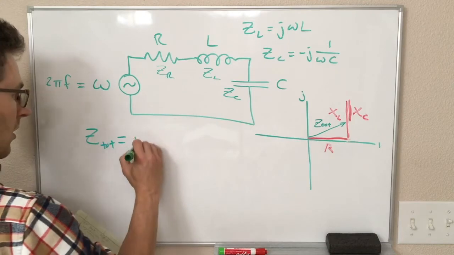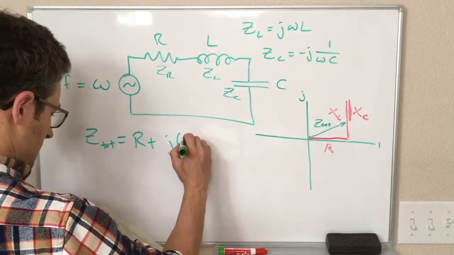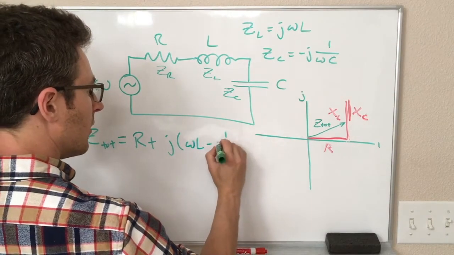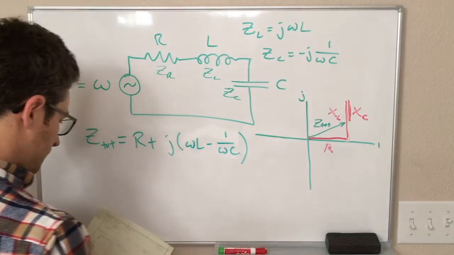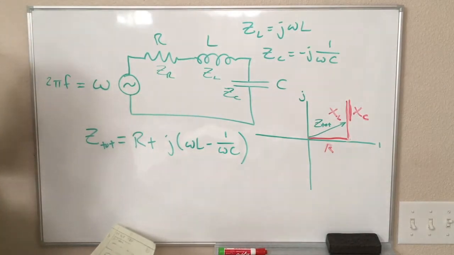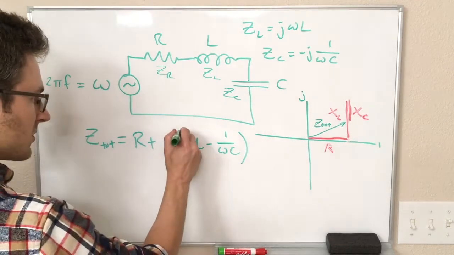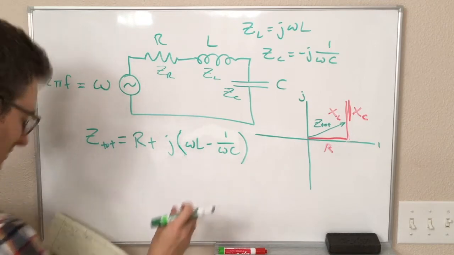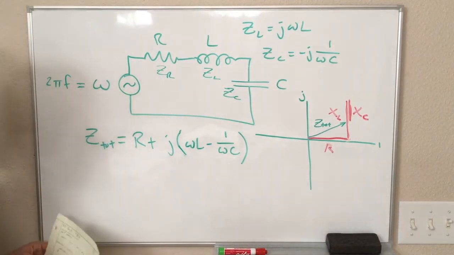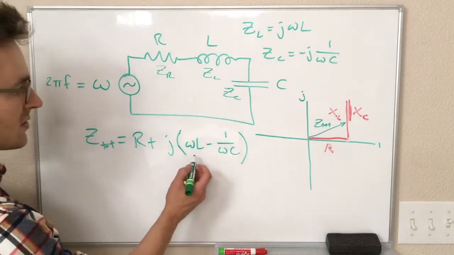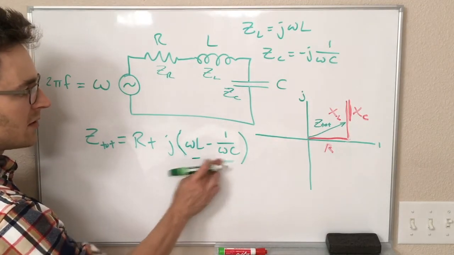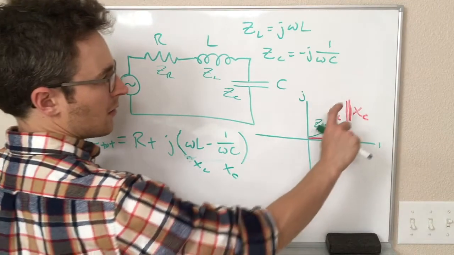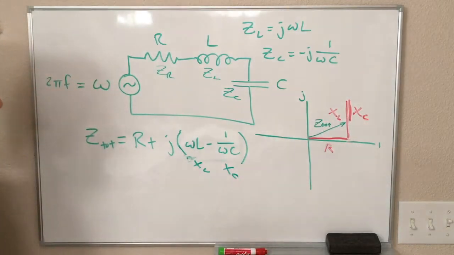So our total impedance, we can write in terms of these things like this. Z total is equal to R plus J times (omega L minus 1 over omega C). We could write this in terms of F also if we wanted to and replace our omegas, but we'll stick with these omegas for now. Each of these, omega L and 1 over omega C, are XL and XC, right? These are exactly the lengths of these vectors in the vertical direction.